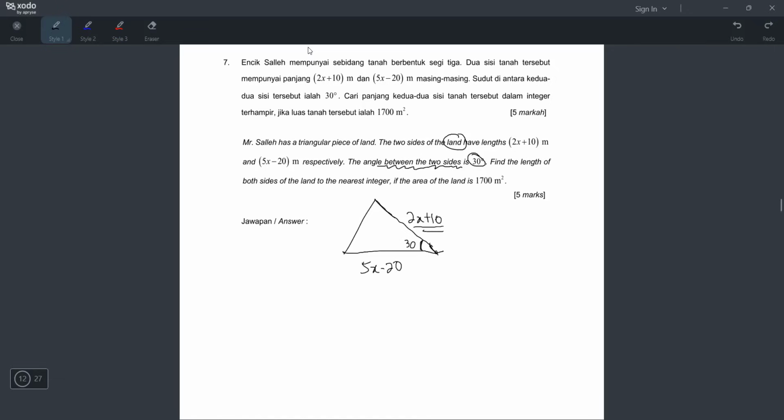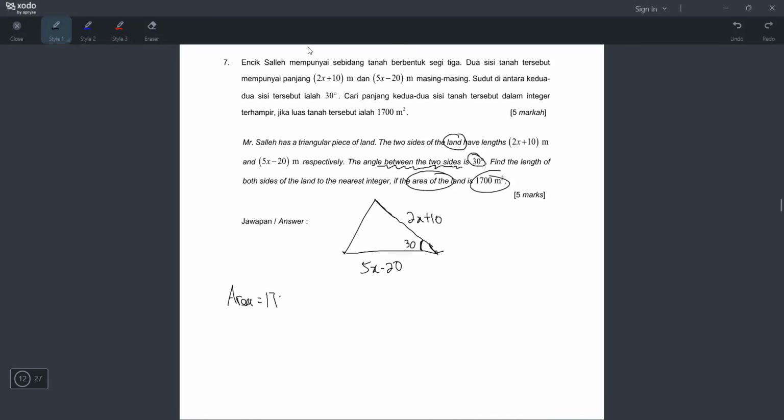So I think they want to find this length and this length, right? But in order to find this, we need to find x first, right? And then they give us one piece of information here to help us find x, which is the area, right? They say area is 1,700. So yeah, I think I can find x.